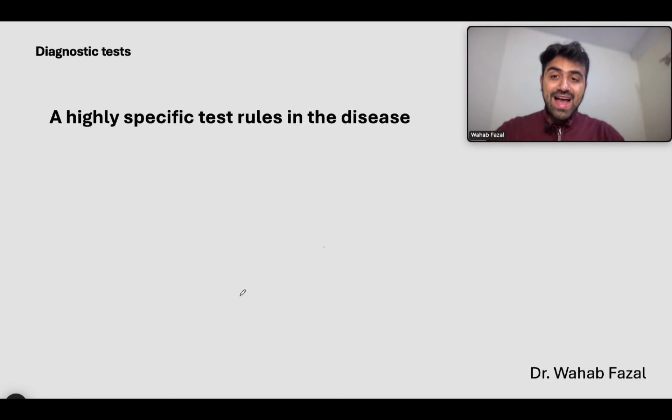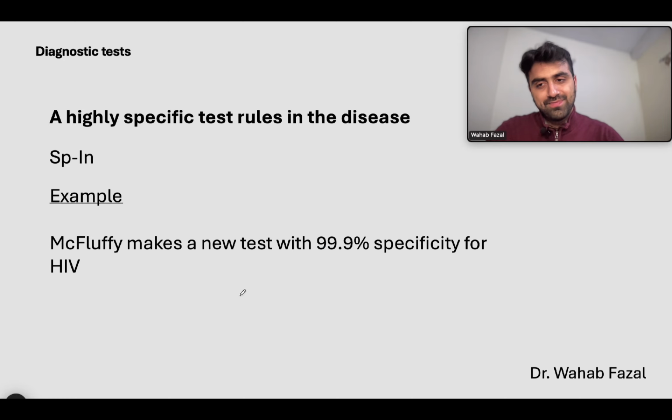And similarly, a highly specific test, when it comes up positive, rules in the disease. How does that work? First, remember the mnemonic of SPIN. SPIN: a highly specific test, when it comes up positive, rules in the disease.